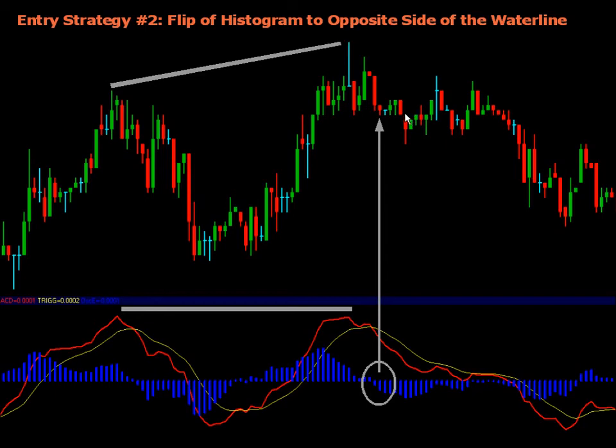So that's a very simple entry strategy. It's not the most sophisticated necessarily, and it's one that you would use if you're interested in getting in fairly quick. But it is useful. It's often quite valid if you have a very strong divergence pattern. So that's one entry strategy you can look at as well.